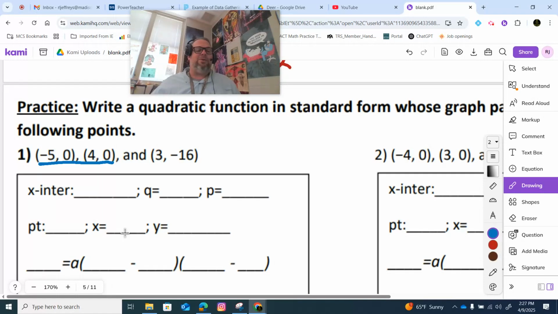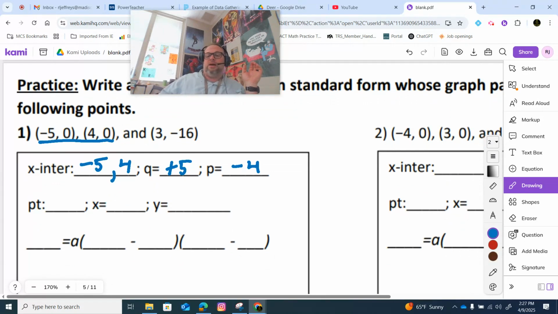Yeah. All right. So our x-intercepts are -5 and 4. So what's the opposite of -5? +5. What's the opposite of +4? -4. All right. Our point, I did that in brown, didn't I? All right, is 3, -16. Wow. So 3, -16. All right, so we plug it in.